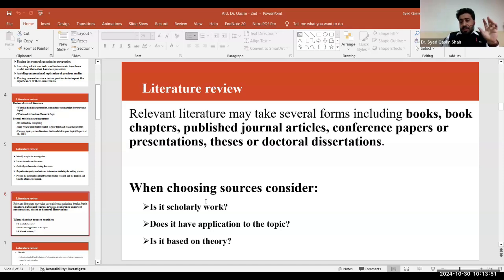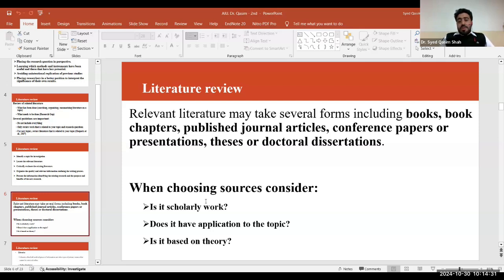But whenever we are considering these books, chapters, journal articles, conference papers, presentations, or dissertations, since they are our main sources, we need to choose the sources and consider a few things. Let's say it is scholarly work. Scholarly work means it has been published somewhere, in books, chapters, or articles. Does it have application to the topic? Is it relevant to our topic? Whatever has been published, does it have a certain application to our topic in terms of either theory or whatever?